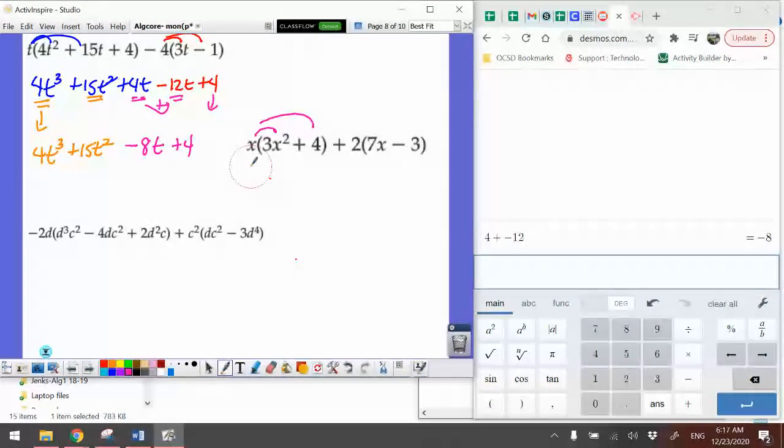All right, let's see how we did. So 3x^3 + 4x + 14x - 6. And then like terms, I see that this one does not have anybody to hang out with, so it's just going to drop. I see that I have like terms here and here, so if I add those together, 4 plus 14 is an 18, and my minus 6 is just going to drop.